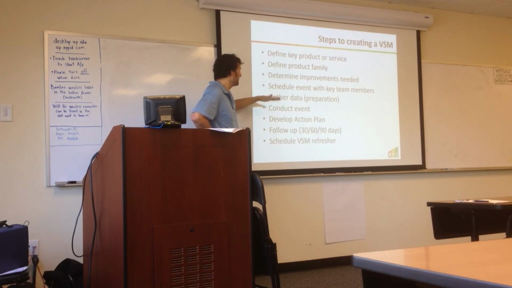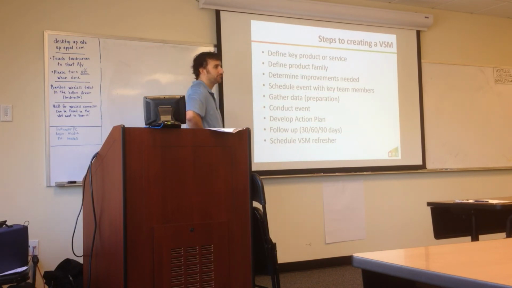conduct the mapping events, develop an action plan, then check in every 30, 60, 90 days, to make sure we're on track. And I would have weekly meetings leading up to those. And then a refresher gets scheduled to say, when should we come back and redo this mapping exercise to see where we're at? Usually it's about a year. Every year you should have an update to your map.